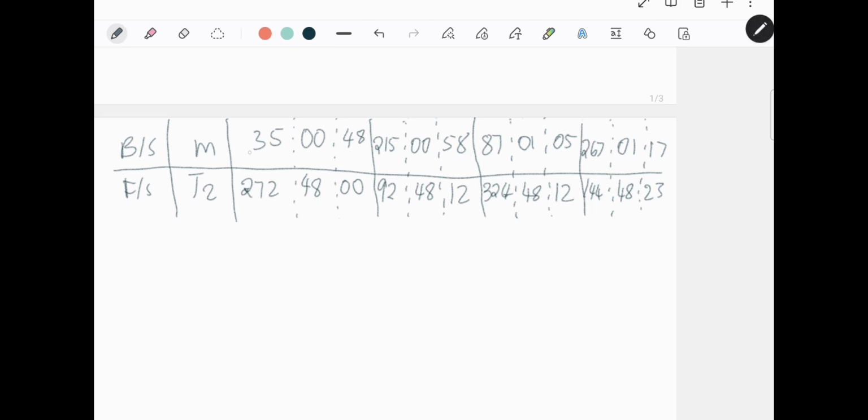So with regards to backside M, we have 350048, then we have 2150058. This is how you read this. The first column there you can say is set 1, this one is set 2, this one is set 3, and this one is set 4.